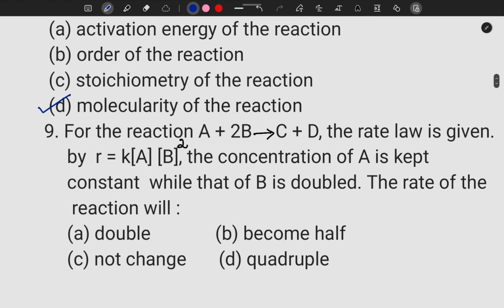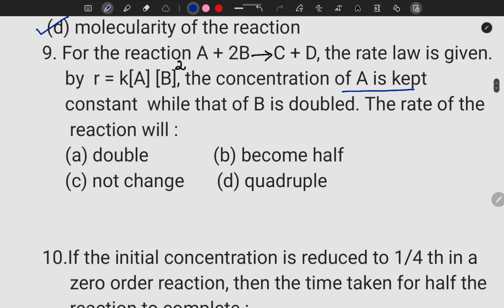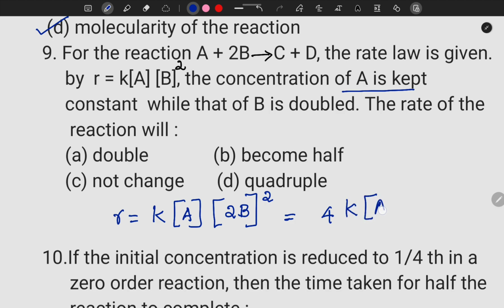For the reaction A plus 2B gives C plus D, the rate law is given by R equal to k into concentration of A into concentration of B raised to 2. The concentration of A is kept constant while that of B is doubled. So we can write R equal to k into concentration of A into, instead of B, 2B raised to 2. That is equal to 4 into k into concentration of A into B square. So here we can see the rate becomes 4 times. So it is quadruple. Option is D.